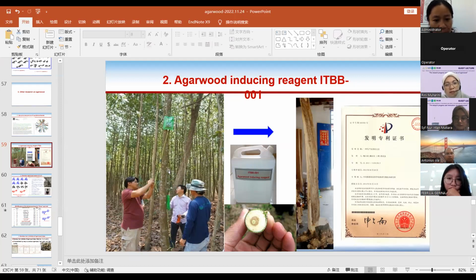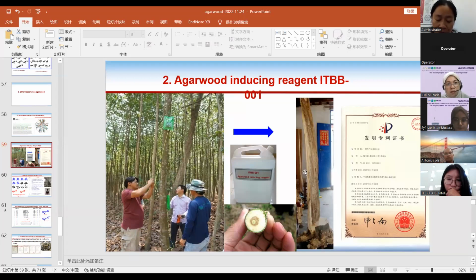So for the whole tree, usually also every 1 meter we put one bag. Because for the whole tree, only 1 bag is not enough. So every 1 meter we usually put 3 bags, and then for this part we fill it with reagent.